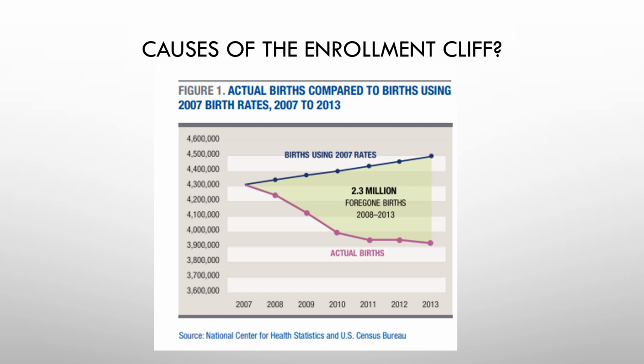This major economic downturn is seen as the impetus for a decline in birth rates in the United States. You can see from this chart, along the blue line, that had birth rates continued to climb based on 2007 and prior rates, by 2013 the U.S. would have seen 4.5 million births annually. Instead, 2008 and every year afterwards saw a decline in birth rates. By 2013, there was close to 400,000 fewer births annually than there had been in 2007.